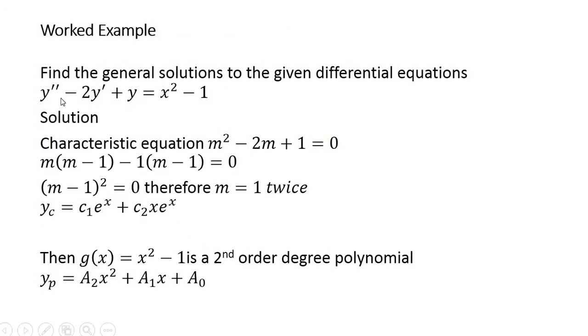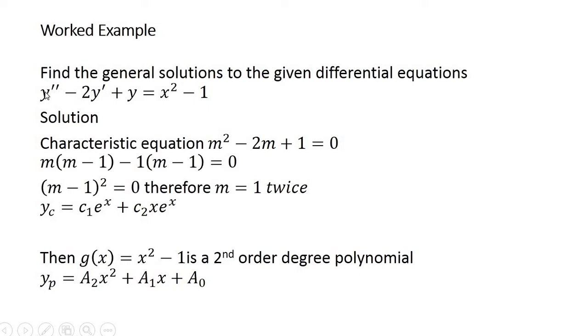Right, so let's look at this worked example. Find the general solution to the given differential equation y double prime minus 2y prime plus y equals x squared minus 2. As you can see, your right hand side is not equal to 0. This implies that it's a non-homogeneous equation. So first we solve the left hand side.